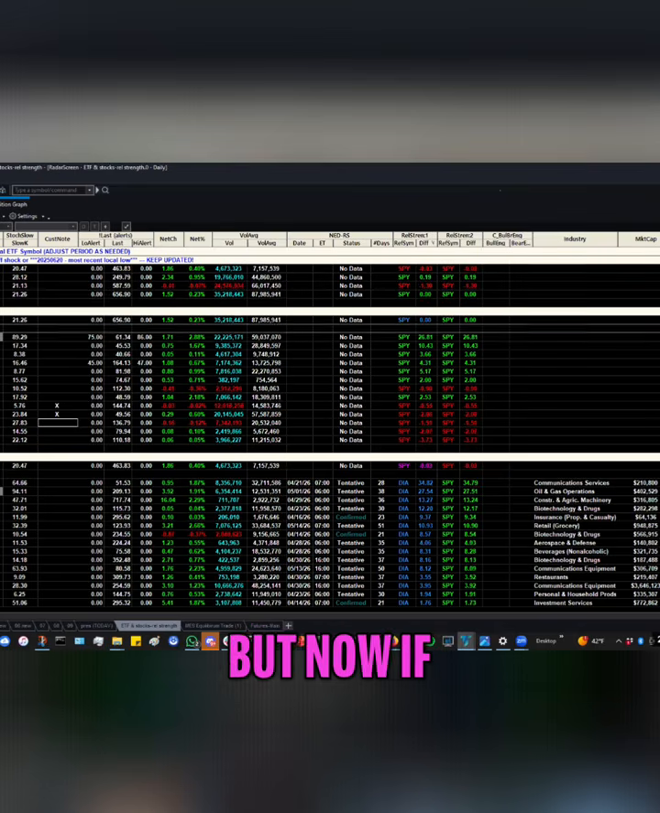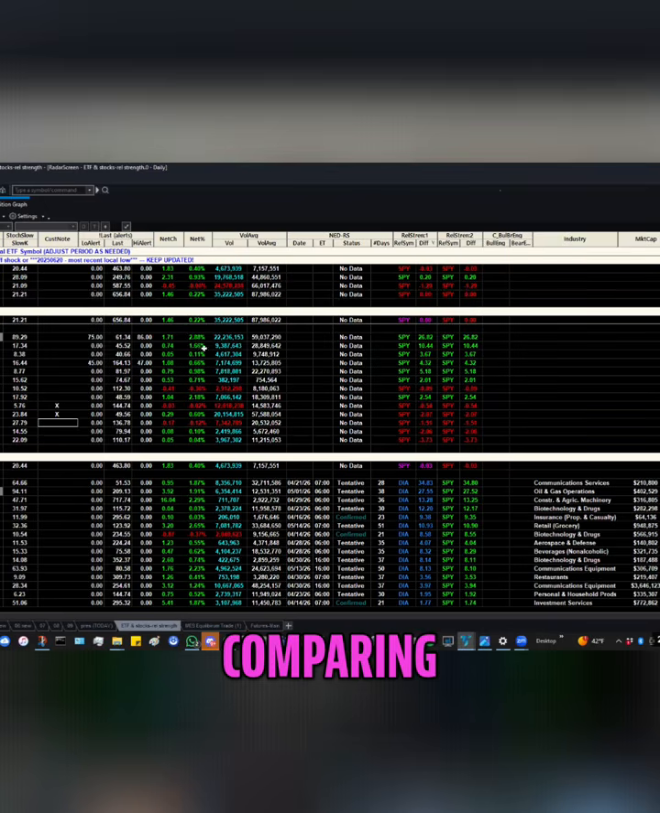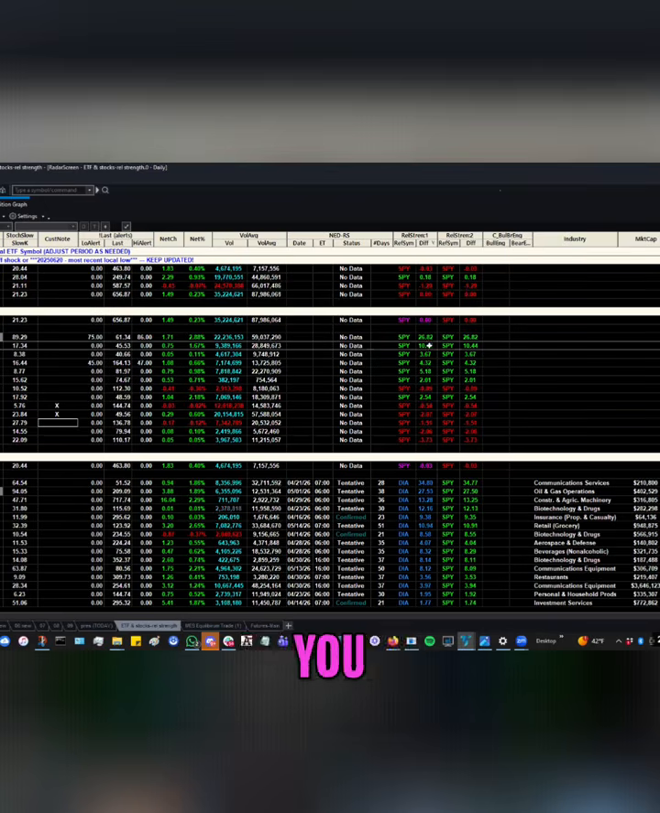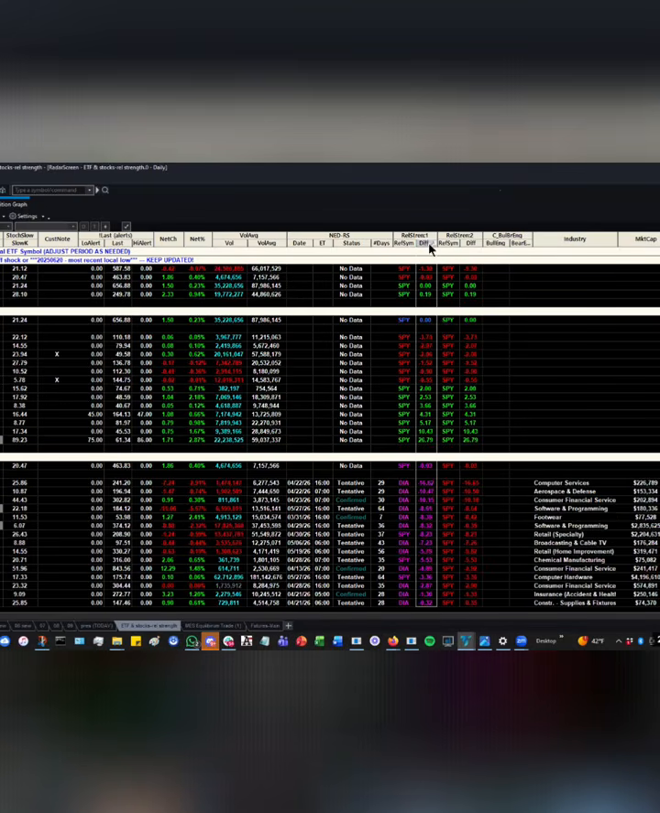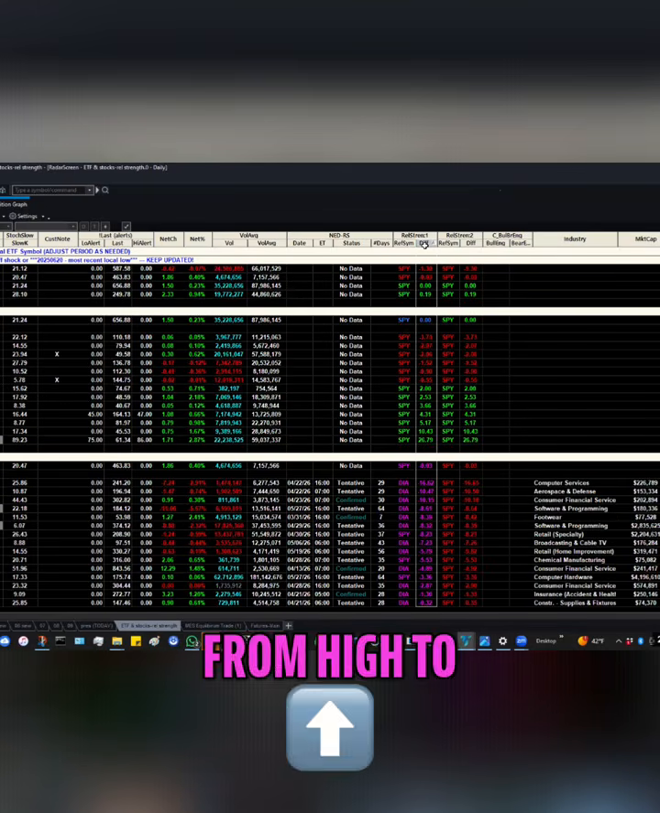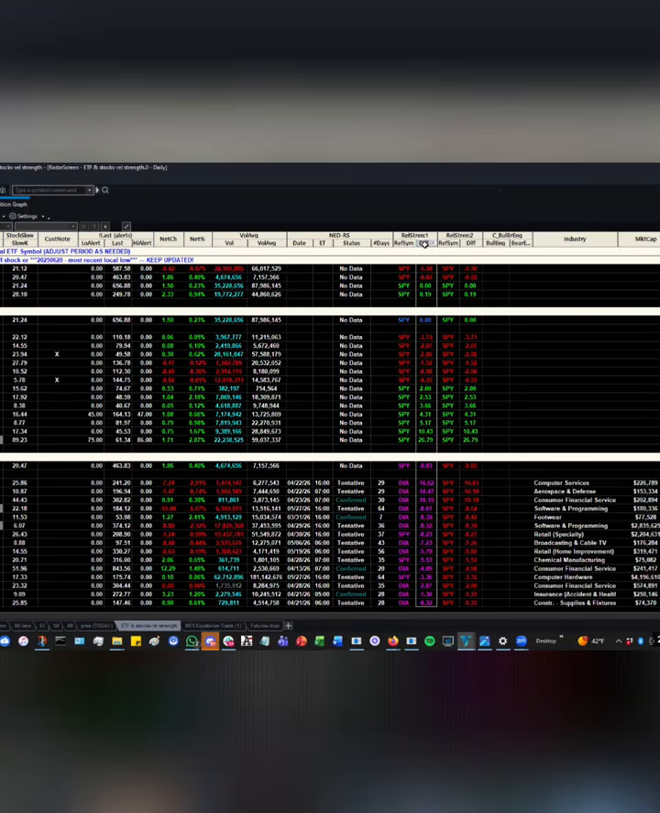Okay, but now if we go into the sectors, and we start comparing, this is where you kind of see where the major differences occur. And we just sort this from high to low. We'll wait for that to clear here. So we're going low to high here. So these are our major sectors.